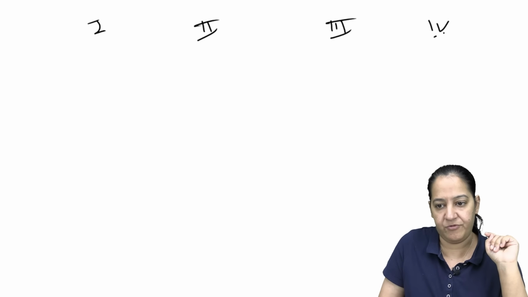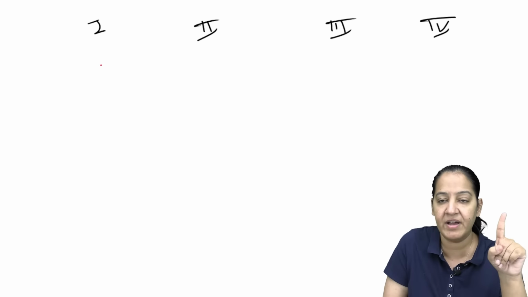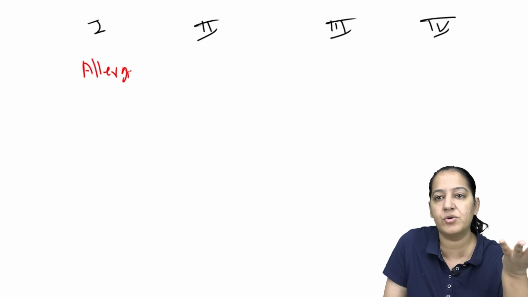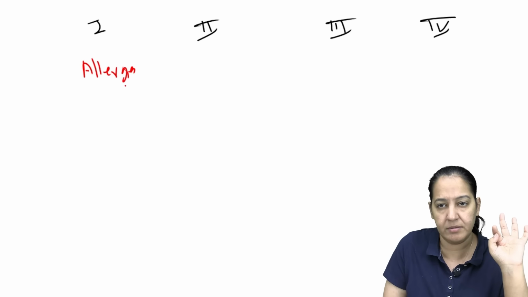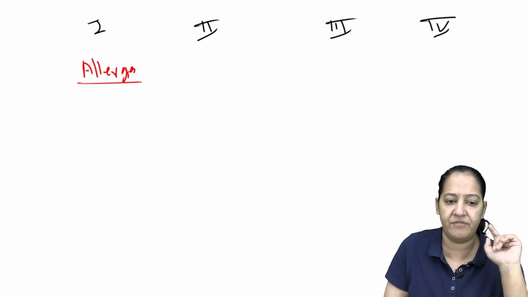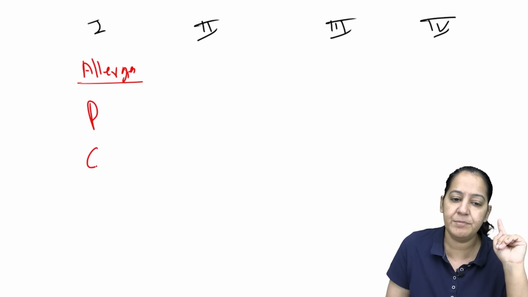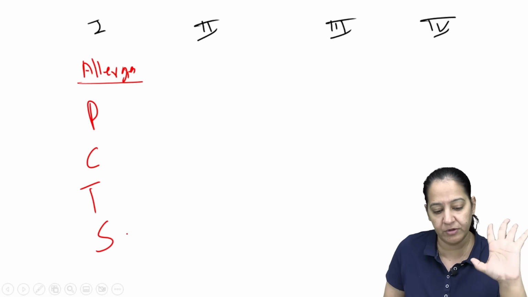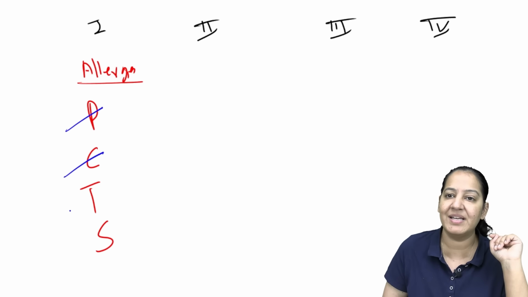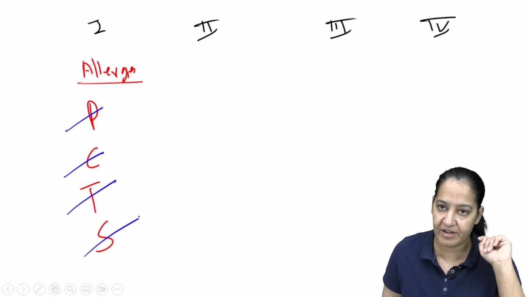Type 1, type 2, type 3 and type 4. The examples of each of them. The type 1 examples are, what was the example? All allergies. How many allergies do you know? Atopy, urticaria, dermatitis, you know, many types of asthma, all types of allergy, hay fever, along with PCTS. I hope you know the full form of PCTS. Right? It's Prausnitz-Kustner reaction, Casoni test, Arthus-Smith phenomenon and Schultz-Dale phenomenon.